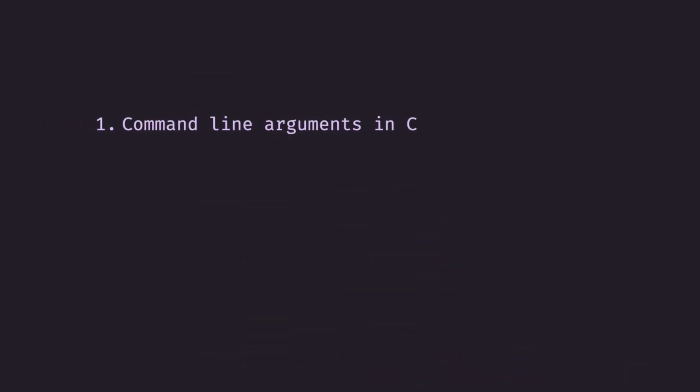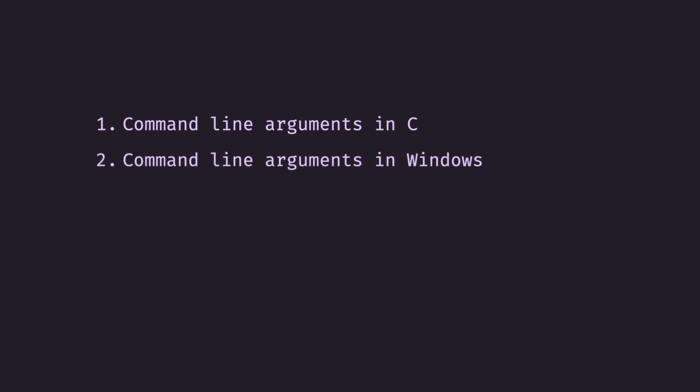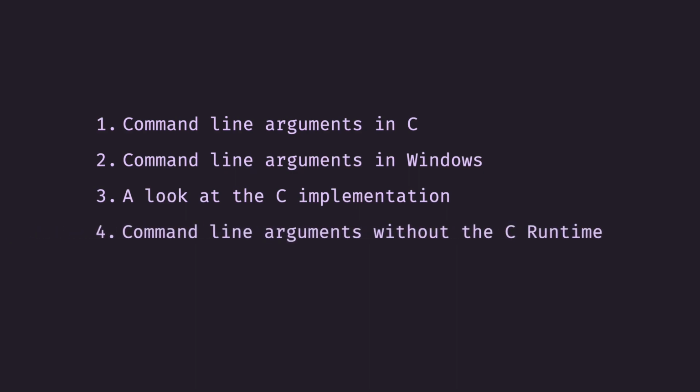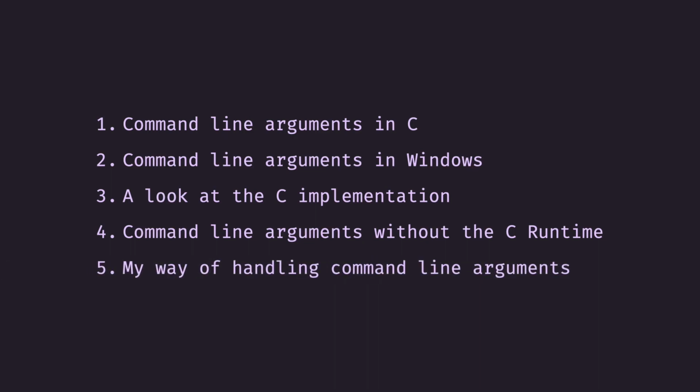I also tried to split this video into chapters, so the rough outline is this. First, I'm going to take a look at how command line arguments are handled in a typical C application. Then I'm going to take a look at how a native Windows application handles command line arguments. I will then be taking a look under the hood of the Windows C runtime to see what exactly it is doing to handle command line arguments. And next I will try to replicate the same thing for my own program that does not use the C runtime library. And in the end, I'm going to show you my preferred way of handling command line arguments.